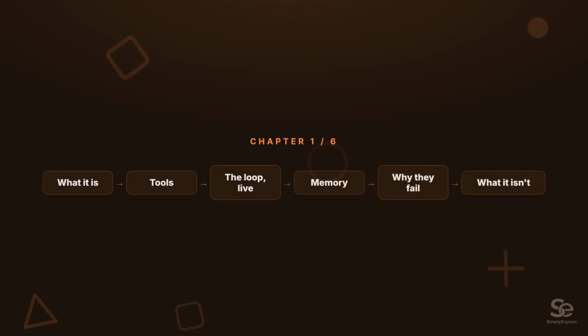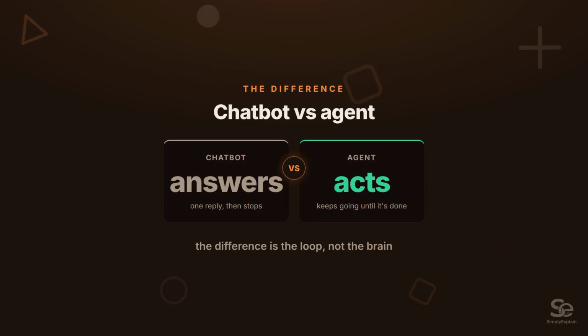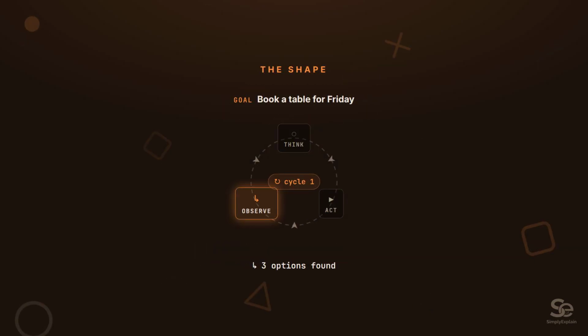Chapter 1. What exactly is this thing? A chatbot answers you and stops. An agent keeps going. You give it a goal, and it works. Taking actions, checking the results, until the goal is done, or it gives up. Watch the shape of it. The model thinks about the next move. It acts using a tool. Then it observes what came back, and thinks again. Around and around until the job is done.